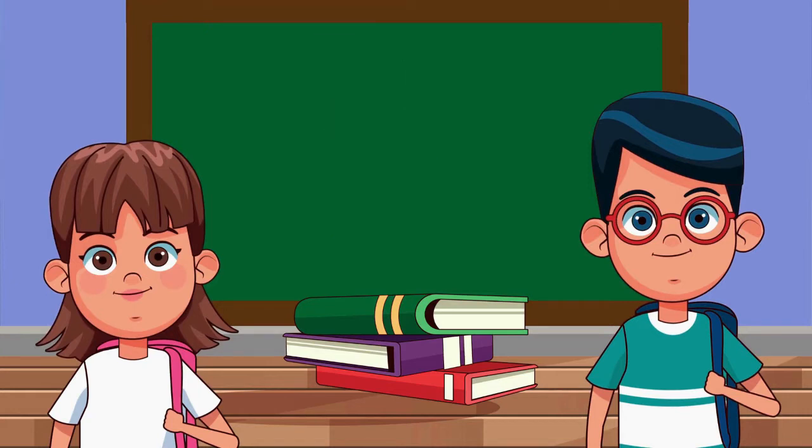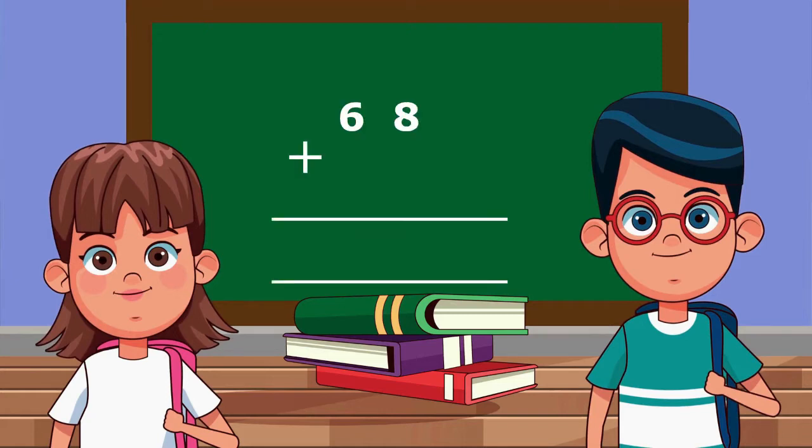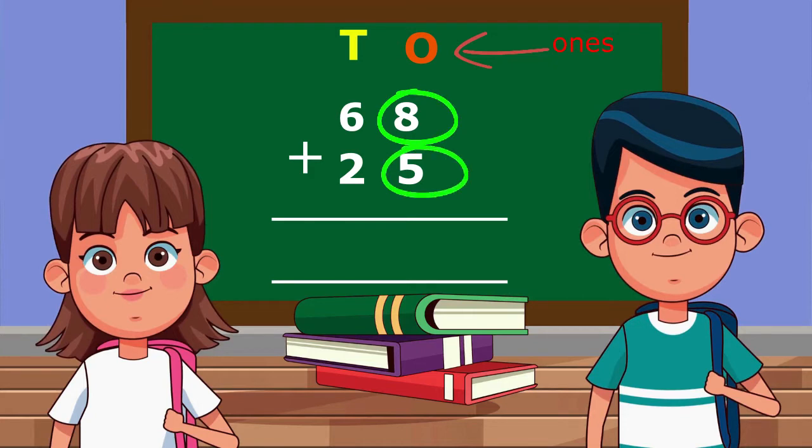Let's use another example. 68 plus 25. This is 6 tens and 8 ones plus 2 tens and 5 ones. We begin with adding ones. Let us add 8 to 5. We get 13. This means we have 1 ten and 3 ones. We therefore write 3 ones under ones.